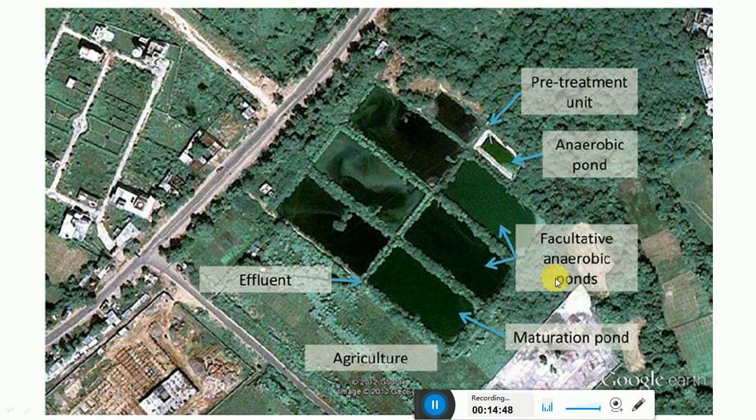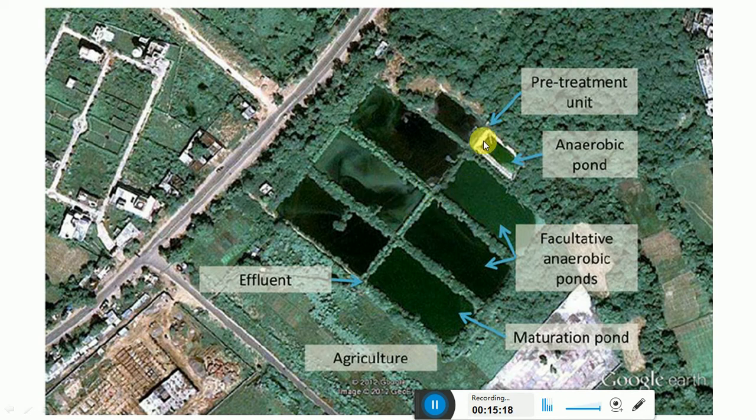oxidation ponds. Here you can see the different types of ponds. This is the central effluent channel. These are the ponds which are located where you have some agricultural activity. There is a pre-treatment unit where you can have screening and so on. This is an anaerobic pond, and this can be a facultative pond. It is an agricultural area, and effluent is released into this pond.